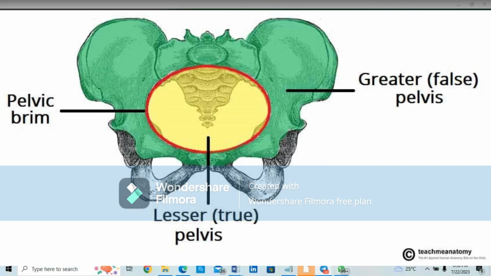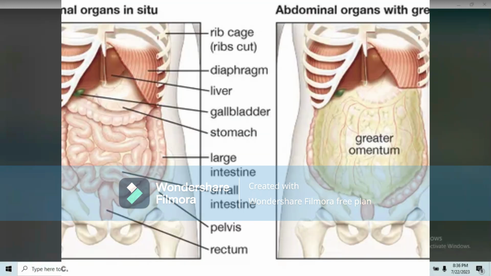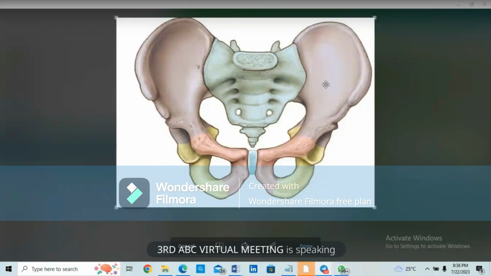What's the role of this greater pelvis? The role of the greater pelvis is to house and protect those lower abdominal organs. As I said, there are some viscera of the abdomen that will lie here, like the ileum, which is part of the small intestine. Then you find your appendix and your sigmoid colon around there. So this greater pelvis tends to protect those lower abdominal organs.